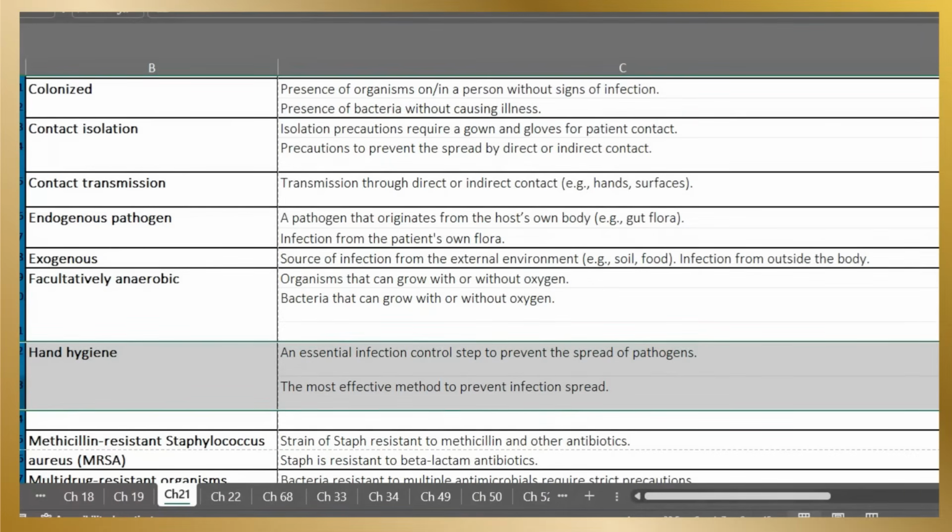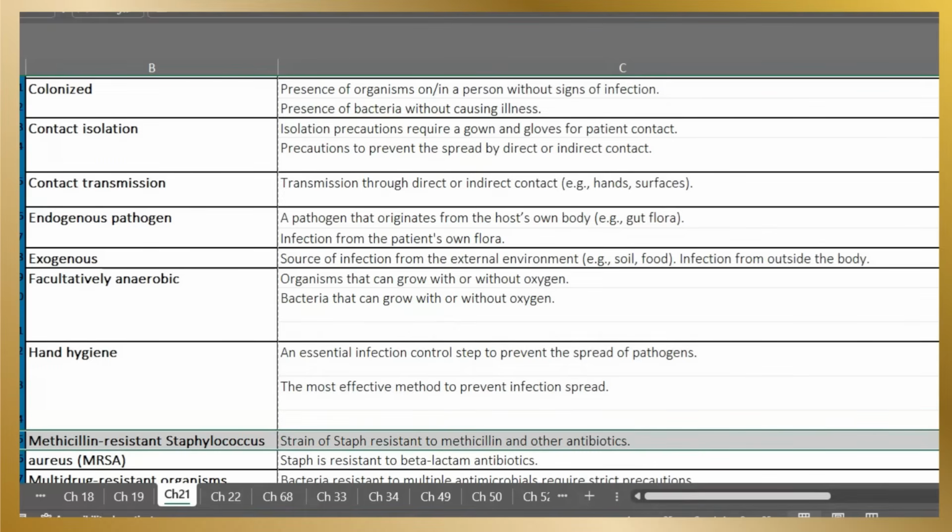We have hand hygiene. It's an essential infection control step to prevent the spread of pathogens. The most effective method to prevent the spread of infection. So clean hands, clean care, first defense, always. Hand hygiene saves lives, always before and after patient care.